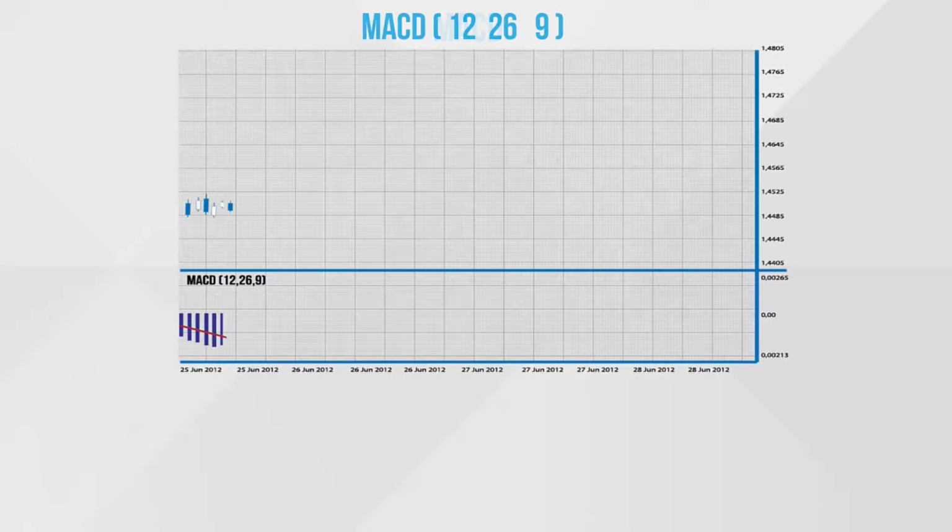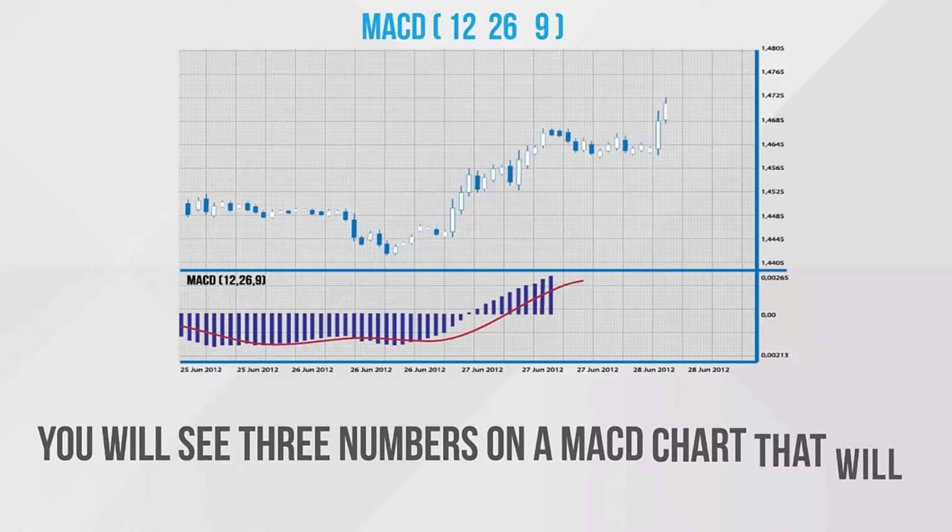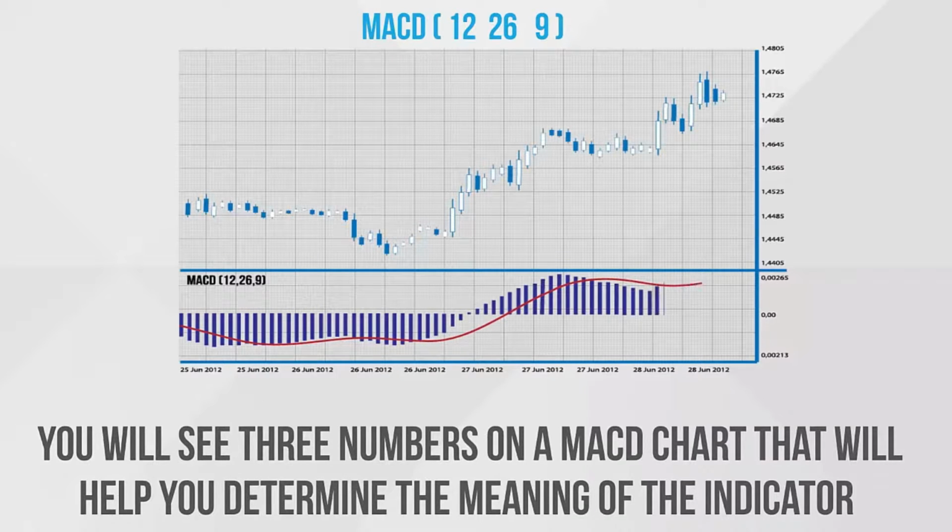MACD. Another useful and widely used indicator is the MACD. This indicator is used to pinpoint moving averages that hint at a new trend. You will see 3 numbers on a MACD chart that will help you determine the meaning of the indicator.